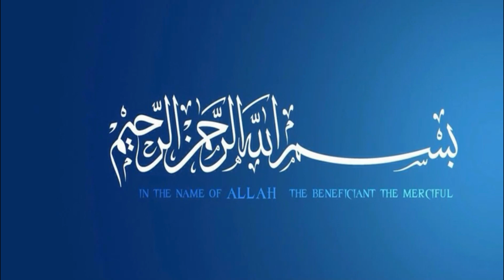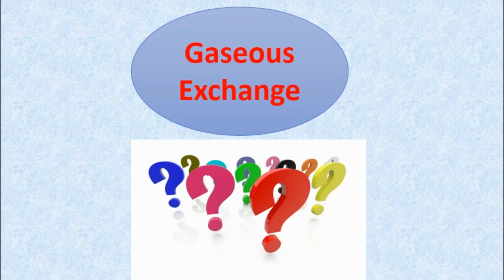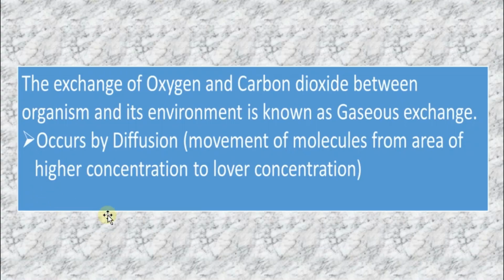Today our topic is gaseous exchange in plants, which is related to grade 10 and its first chapter. First of all, what is gaseous exchange? This is the definition of gaseous exchange: the exchange of oxygen and carbon dioxide between an organism and its environment. This process of gaseous exchange occurs by diffusion, which is the movement of molecules from an area of higher concentration to a lower concentration.